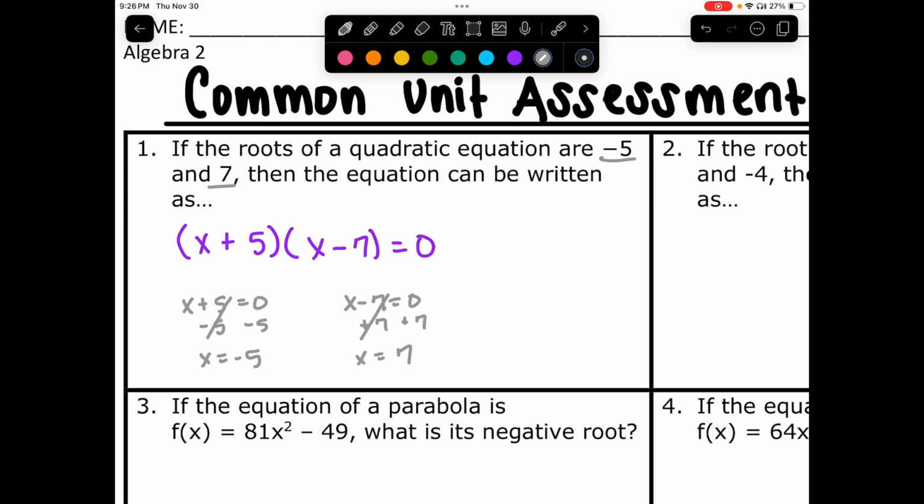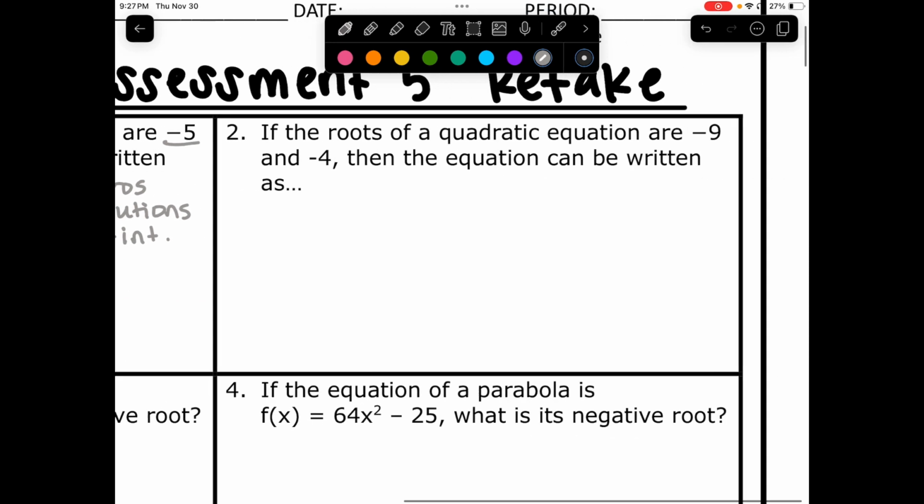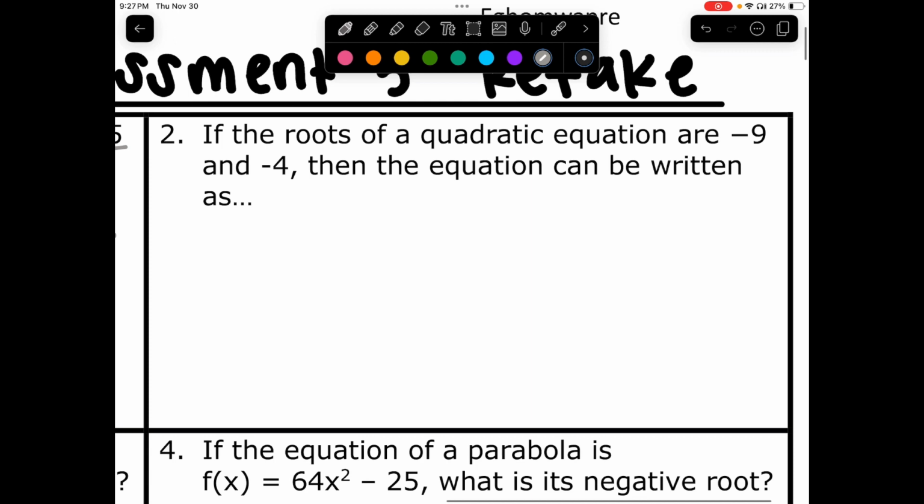All right, don't forget roots are synonymous with zeros, solutions, and x-intercepts. Those all mean the same thing. Go ahead and try number 2 on your own right now.